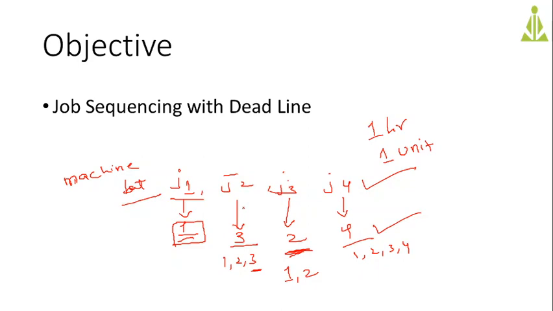We can complete them within the deadline. But the most important thing here is profit. We need to see the profit. Don't worry, I will show you an example. This is a simple explanation. Here there will be 3 things: job, deadline and profit. Based on the profit, we need to complete the task.